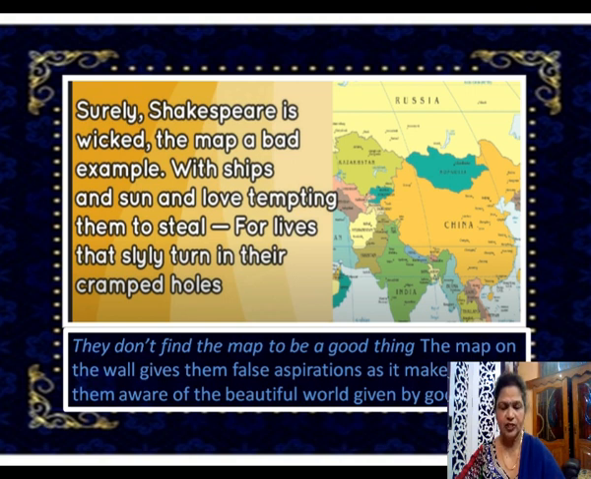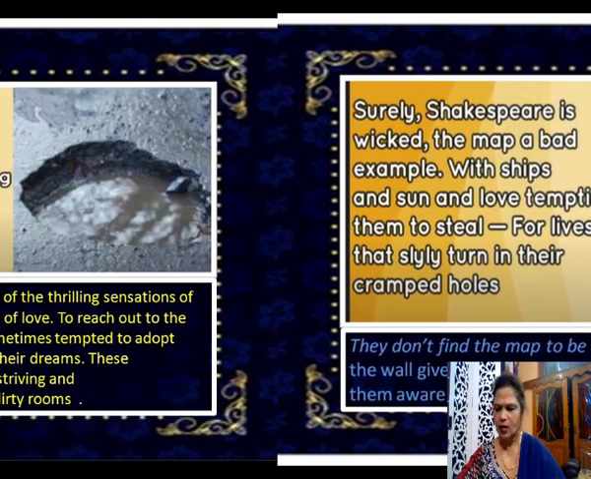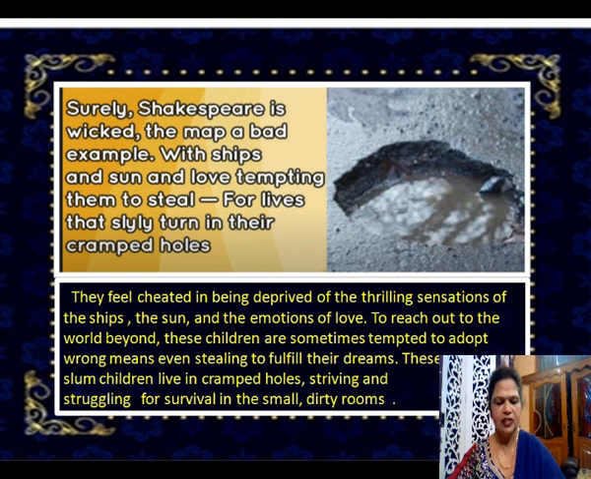The map, which is hanging on the wall of their classroom, gives them false aspirations as it makes them aware of the beautiful world given by God. Now, the next line. With ships and sun and love tempting them to steal for lives that slyly turn in their cramped holes. Now, the explanation.